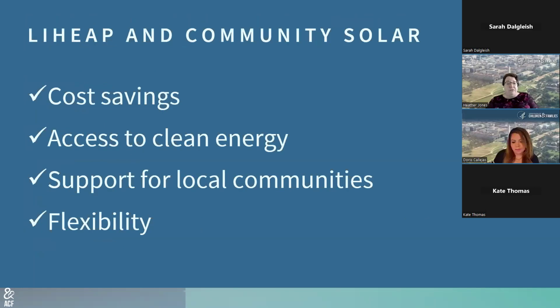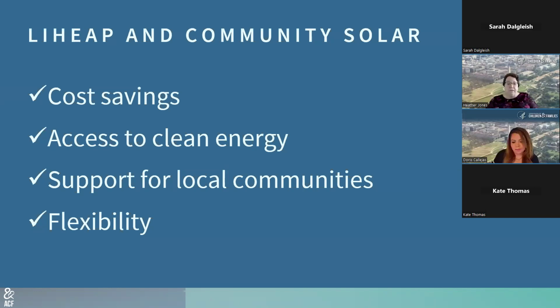Grant recipients should indicate in their model plan if they will be participating in community solar. The benefits of community solar can be both environmental and economic. The types of benefits included in the LIHEAP and community solar information memorandum pointed out cost savings. One of the main benefits of community solar subscriptions for people with low income is the potential for cost savings on their electric bills.